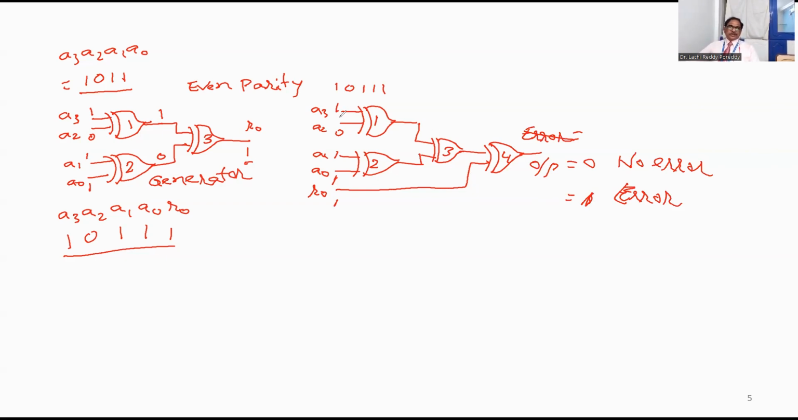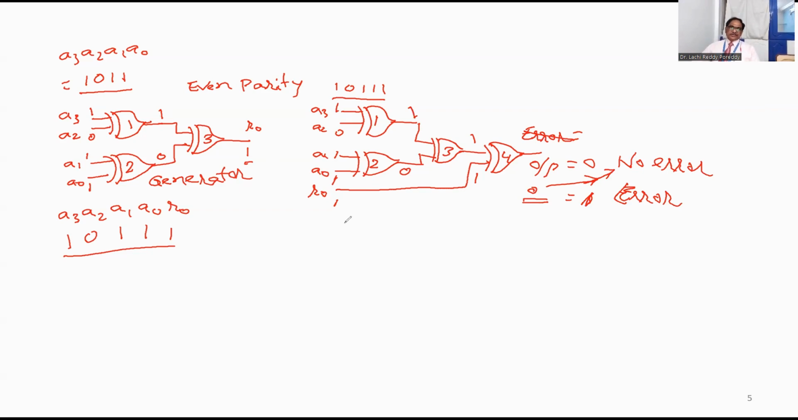So first XOR gate inputs are 1 and 0, output will be 1 as inputs are different. Second XOR gate inputs are 1, 1, same, output will be 0. Third XOR gate inputs are different, output is 1. Fourth XOR gate inputs: R0 is 1, so inputs are 1, 1. So output will be 0. That means no error. Whatever result we are getting is 0, which means whatever data is received is correct.